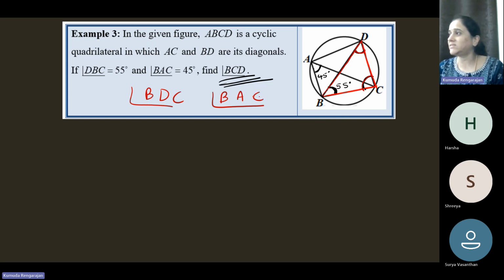BDC, BAC. Both these angles are made by the same chord or arc, whatever you say. Chord BC. Can you see here? BC is the chord. Or you can even say BC is the arc. We'll say chord because we're saying angles in the same segment are equal. So BC is the chord. BC makes BAC and BDC. Yes or no?